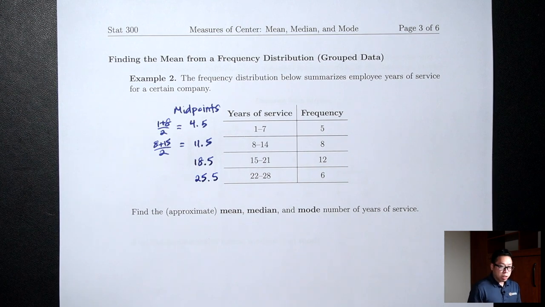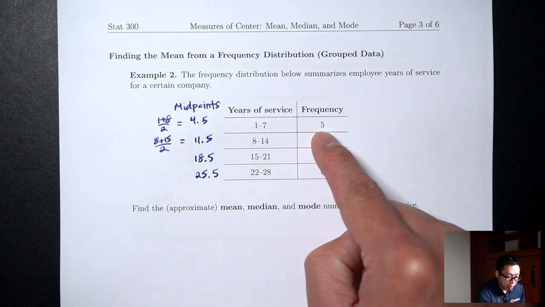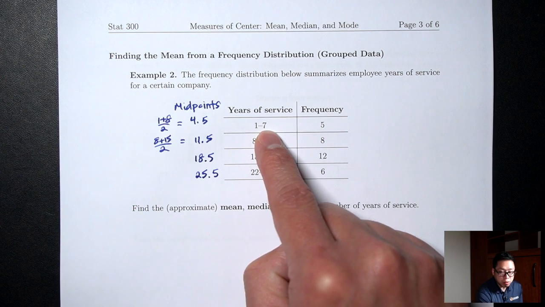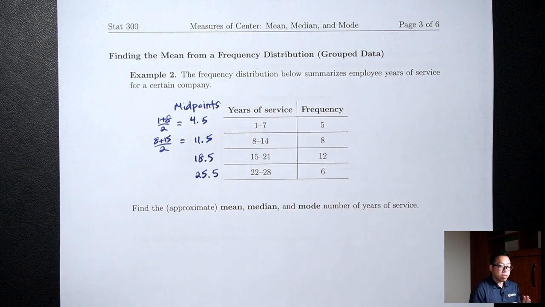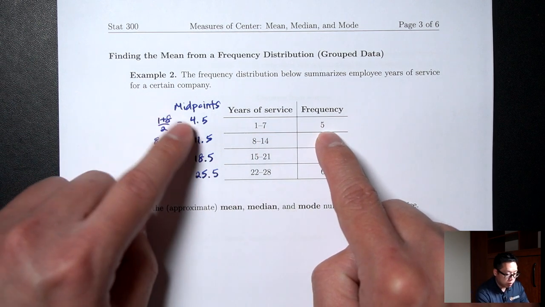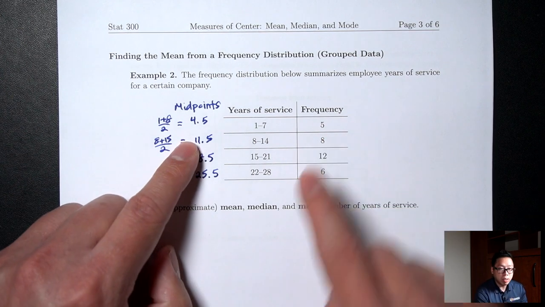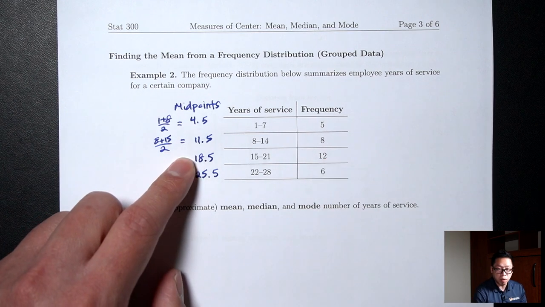So here's where the approximation comes in. I know there's 5 people who have somewhere between 1 and 7 years of service, okay? I don't know what those actual numbers are. I just know that they're somewhere between 1 and 7. So the approximation is, we're just going to assume that all 5 numbers are the midpoint. All 8 numbers are 11.5. All 12 numbers are 18.5, and so on.